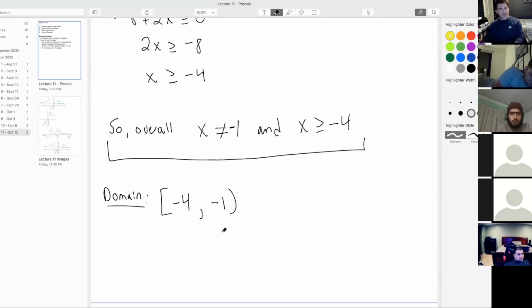We do not want to include -1. So we do that just by putting a parenthesis, and then we put the union symbol, and then we go back to -1 with another parenthesis, and then we go to infinity.